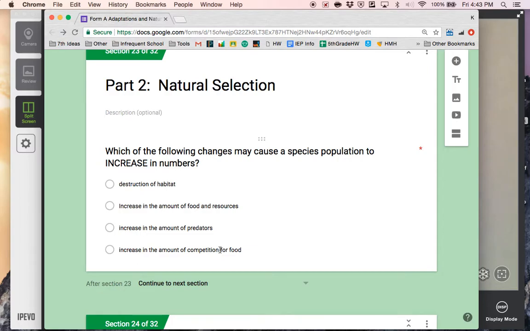What about the increase in competition? Now, if there's more people wanting the same food I want, then I'm not going to increase in numbers. I'm probably going to stay the same or go down because there's not enough food for me. So if I have food and resources, I'm going to go up.